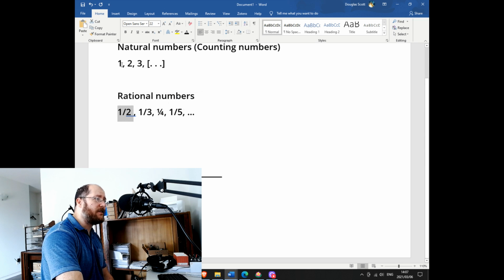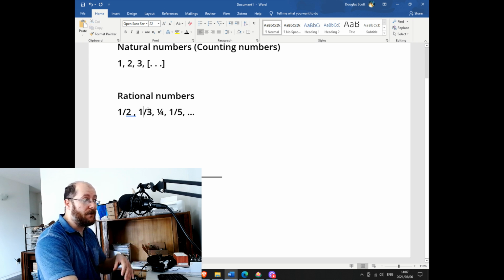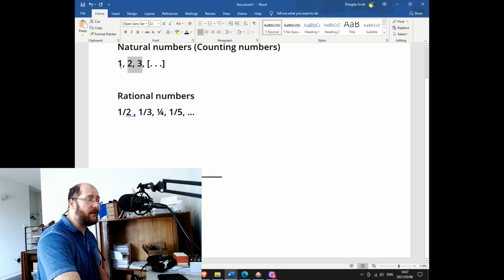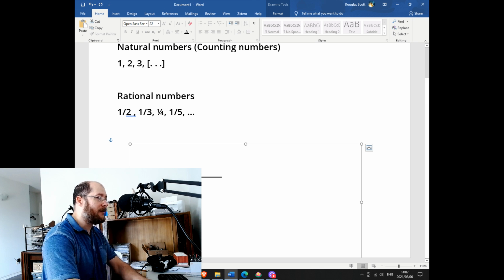So one thing to notice is the way that I've lined them up here. If we break apart one object into two parts, and we take one of those two parts, we get a half. If we take one object and break it into three parts and take one of those parts, we get a third. And so these are the inverses of the natural numbers. These are the harmonic numbers, the inverses of the natural numbers. And harmonic numbers are really, really important. We'll get to that at some stage.